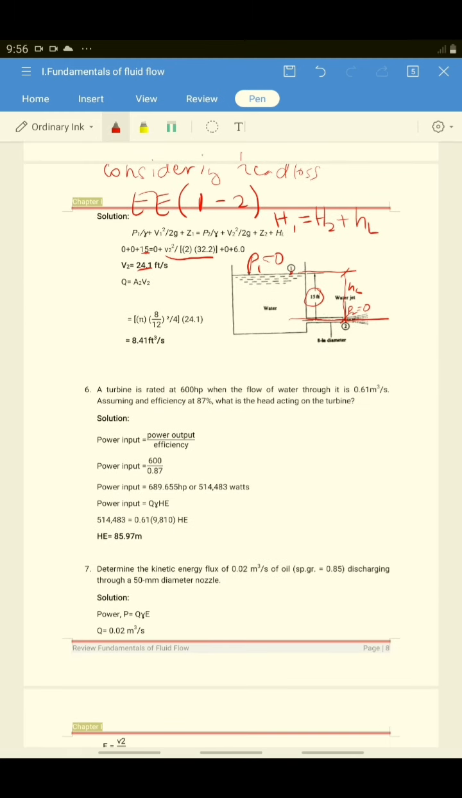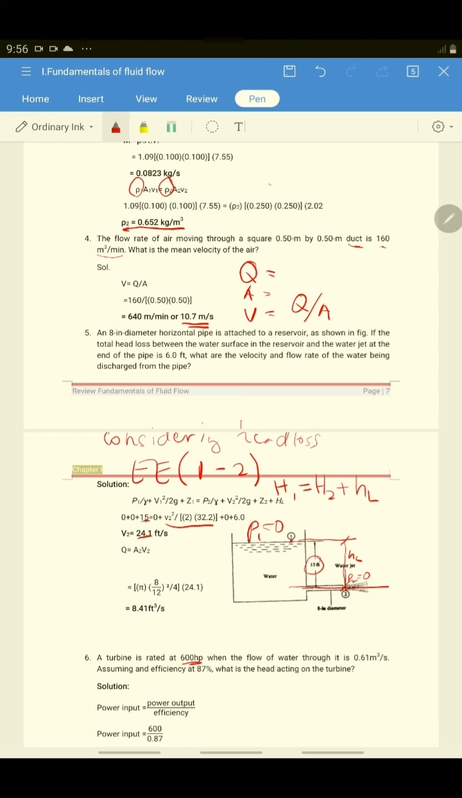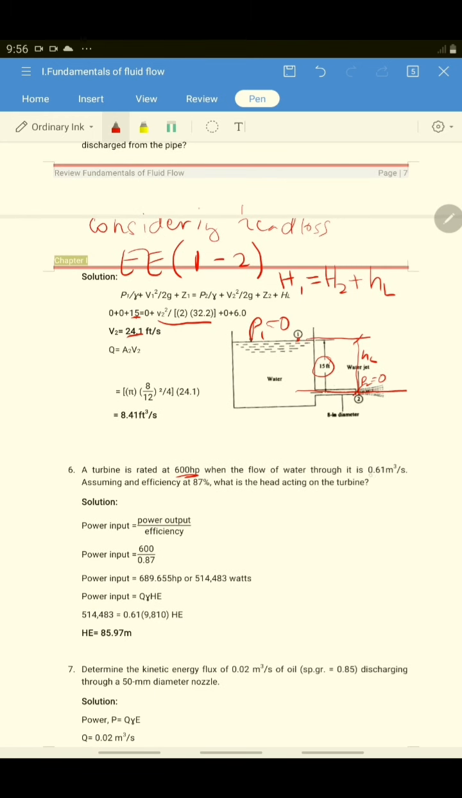For number 6, a turbine is rated at 600 HP when the flow of water is 0.61 cubic meters per second, and the efficiency is 87%. What is the head acting on the turbine? You have to remember that efficiency is equal to power output divided by power input. Since the machine here is a turbine, the input power is the flow energy and the power output is electricity.